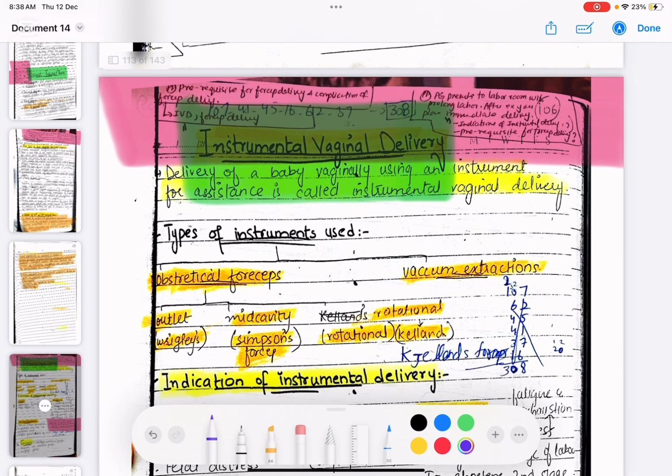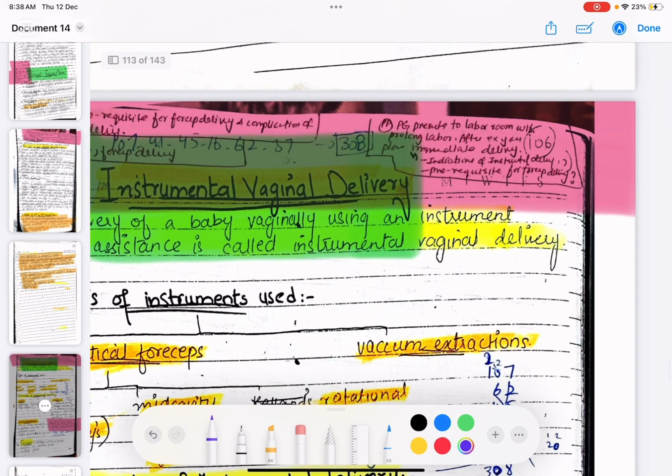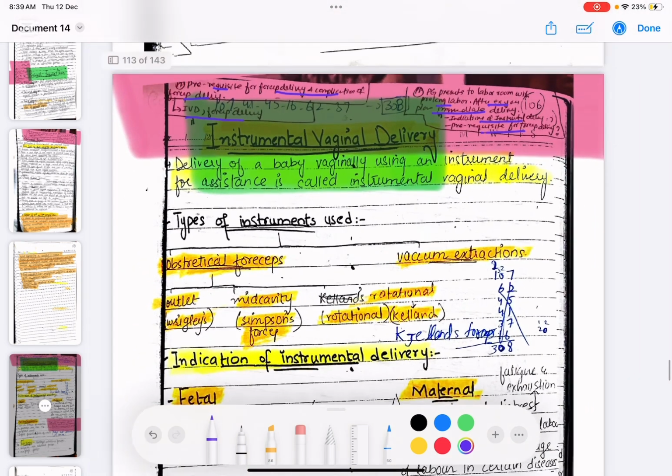So the questions commonly asked in the exams are that there is a PG who presents to the labor room with prolonged labor. After examination, you plan immediate delivery. So what are the indications of instrumental delivery and what are the prerequisites for forceps delivery? Prerequisites for forceps delivery and complications of forceps delivery. Okay, so we have to learn the basics: what are the needs for instrumental delivery and what are the complications.